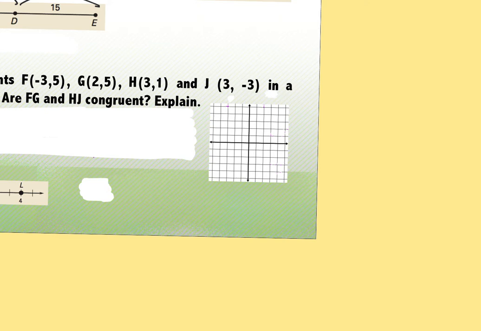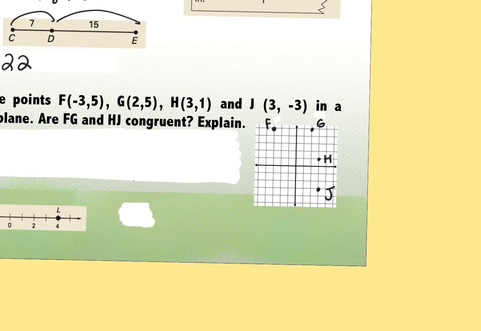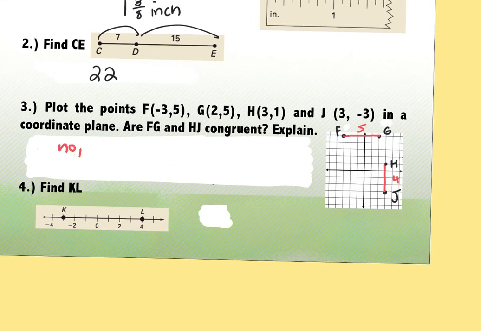3, plot points, -3, 5, 1, 2, 3, 4, 5. This is F. G, 2, 5. H, 3, 1. And J, 3, -3. And then it says RF, FG, and HJ congruent. So you're finding the length of FG, which was how long? 5, good. And then HJ, which was? 4. So are these congruent? No. Not the same length, different lengths, anything like that.